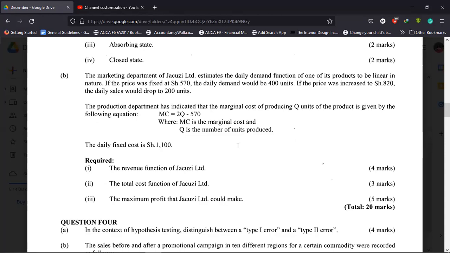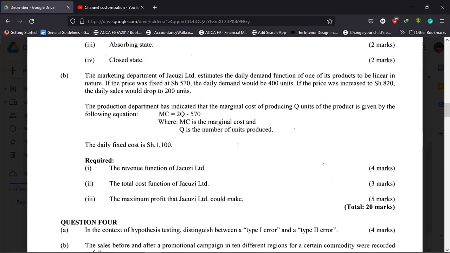To move very quickly, let me just read the question. The marketing department of Jacuzzi Limited estimated the daily demand function of one of its products to be linear in nature. We have been told if the price was fixed at 570, the daily demand will be 400 units. If the price was increased to 820, the daily sales would drop to 200. The production department has indicated that the marginal cost of producing Q units of the product is given below.